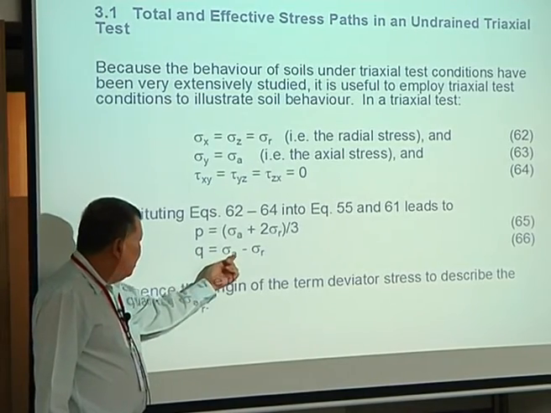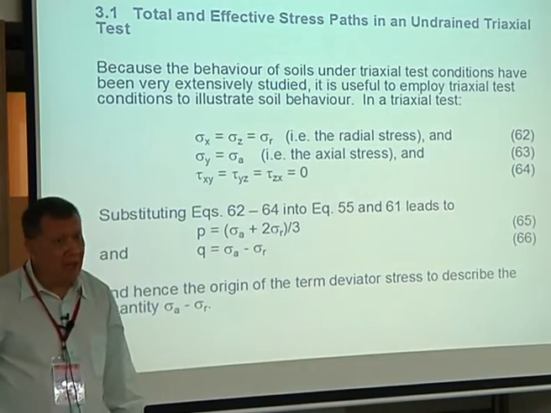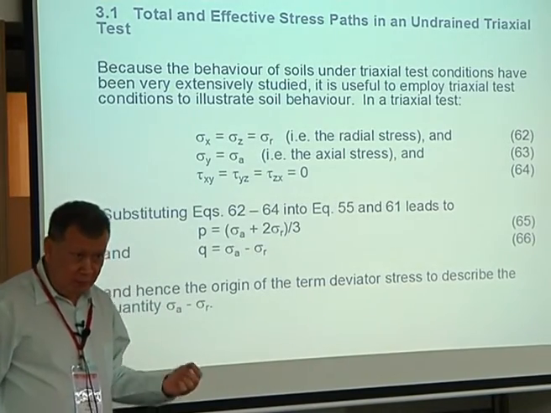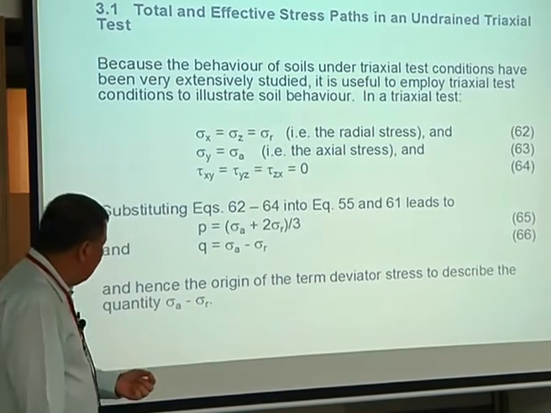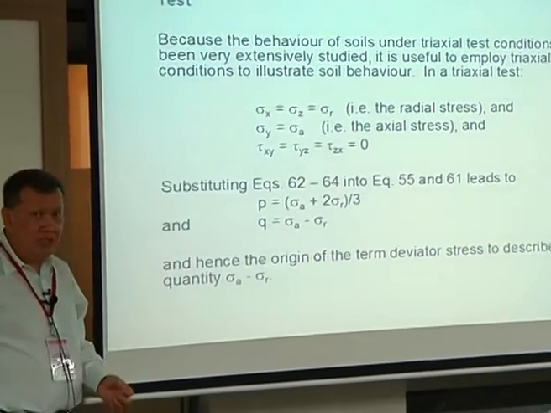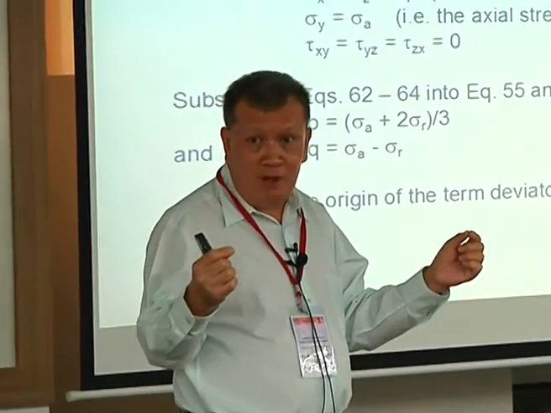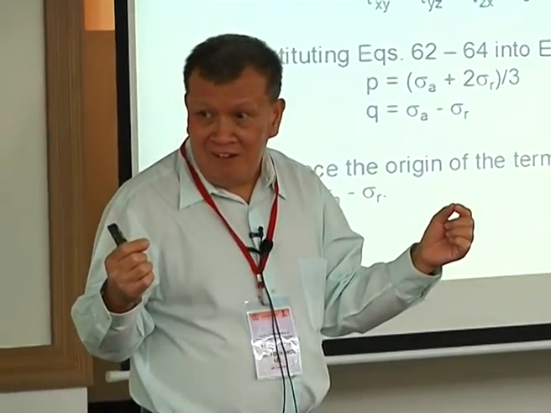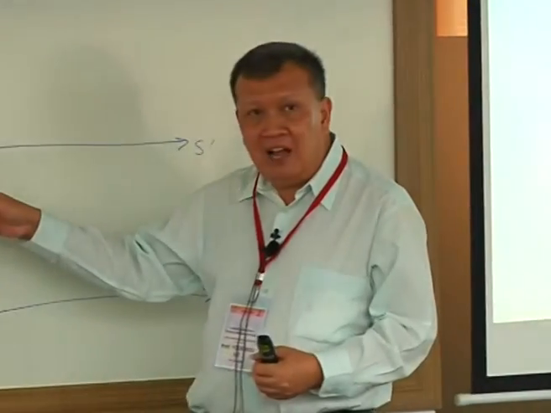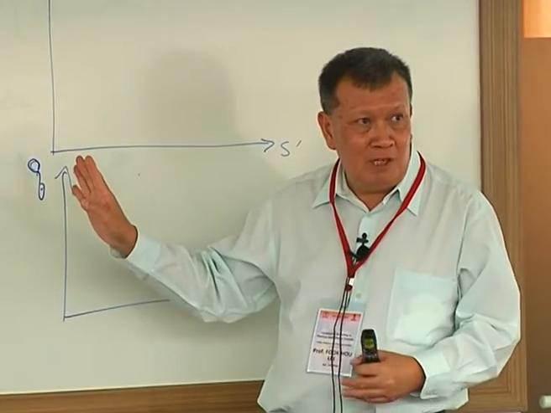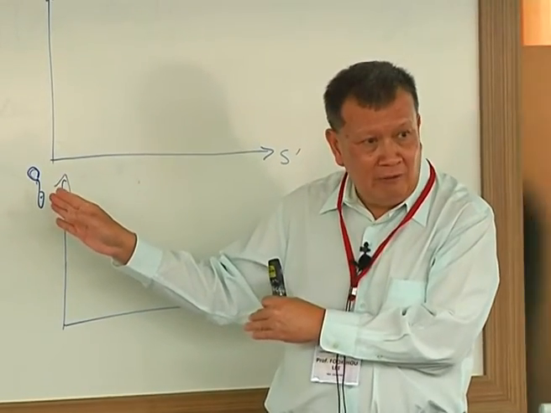Q is then equal to sigma A minus sigma R, or sigma 1 minus sigma 3, because sigma A is also the major principal stress, sigma 1. Sigma R is also the minor principal stress, sigma 3. So therefore Q is equal to the difference between the major and the minor principal stress, which in fact is the diameter of the Mohr circle. Which is why I told you just now that the nice thing about this is that when you specialize it to a triaxial situation, it is nothing more than the diameter of the Mohr circle.